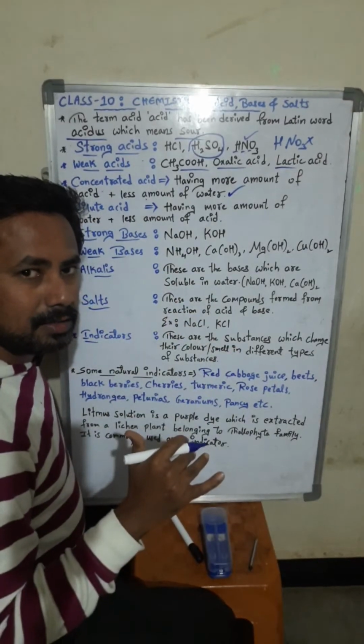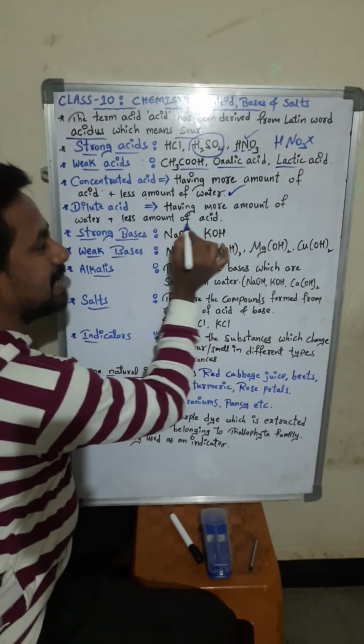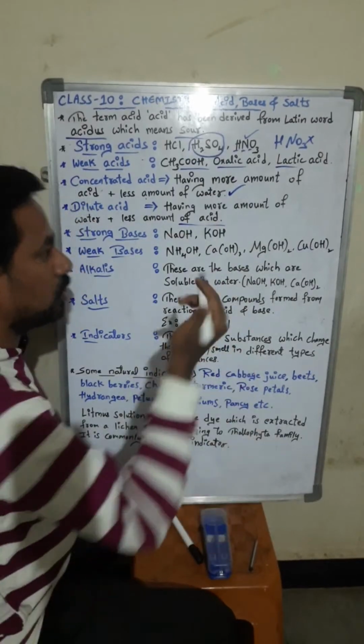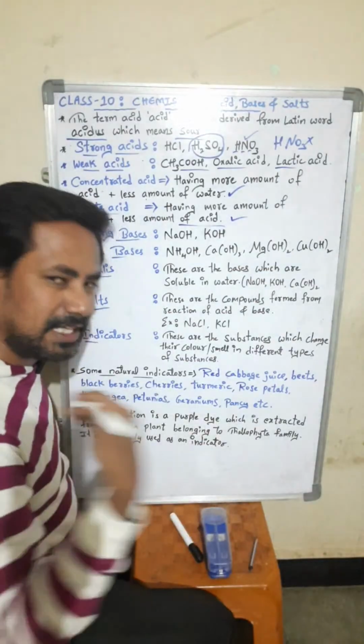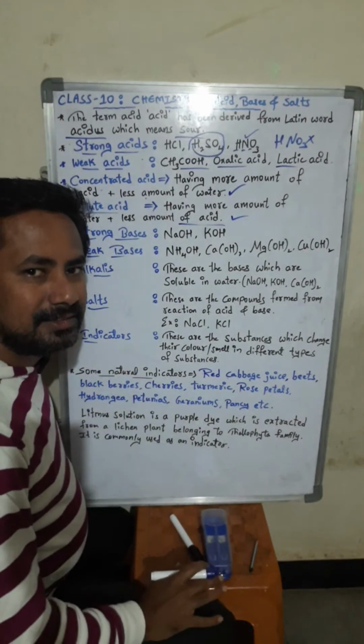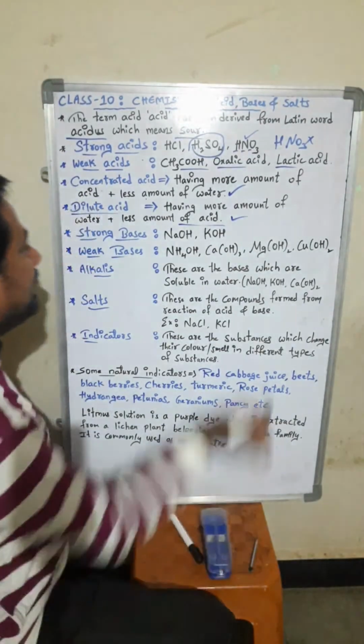पानी ज्यादा, acid कम. Acid content more, water less. Acid, water more. That is an example for dilute. Dilute मतलब क्या है? पानी ज्यादा मिला दी, dilute हो गया. Easy, very easy. Is it clear?